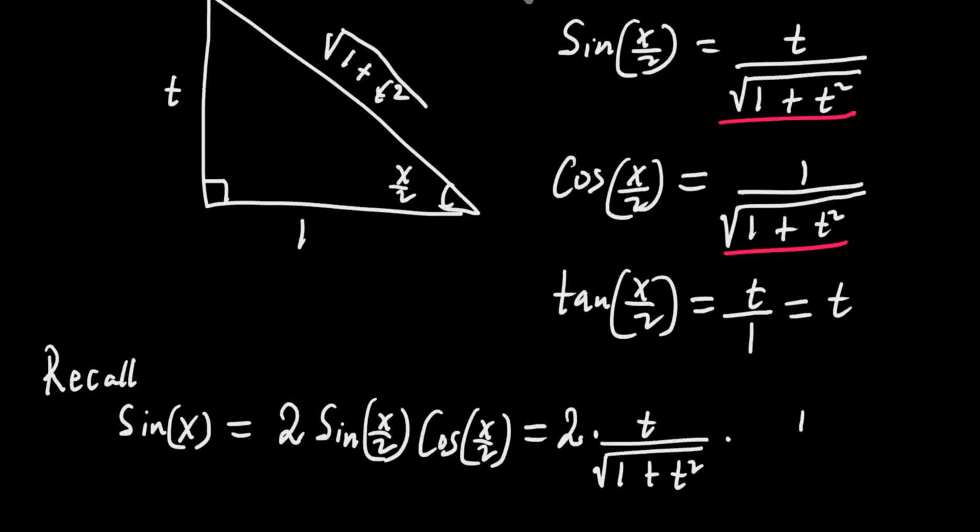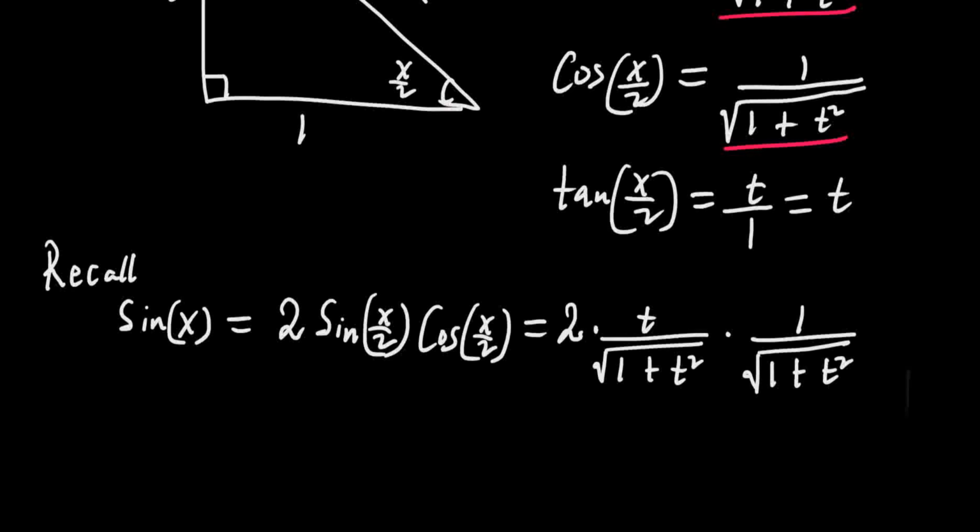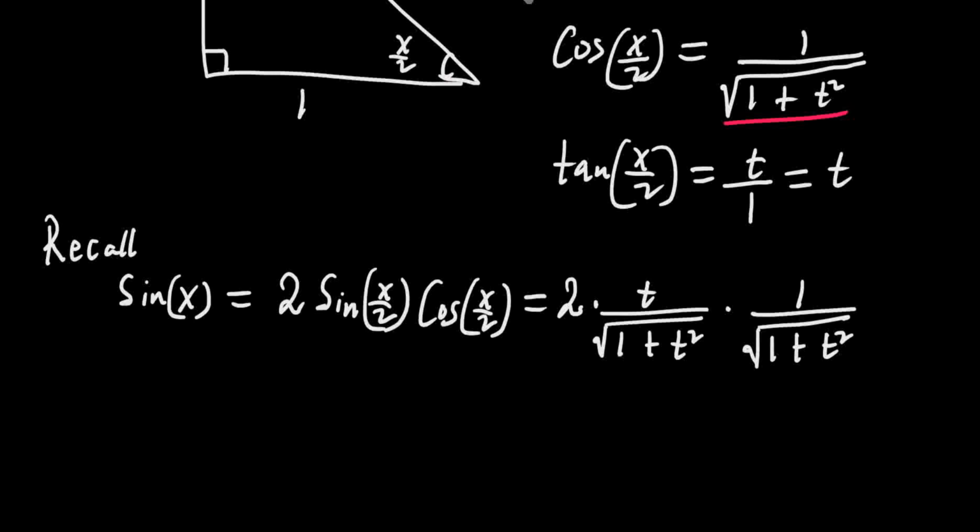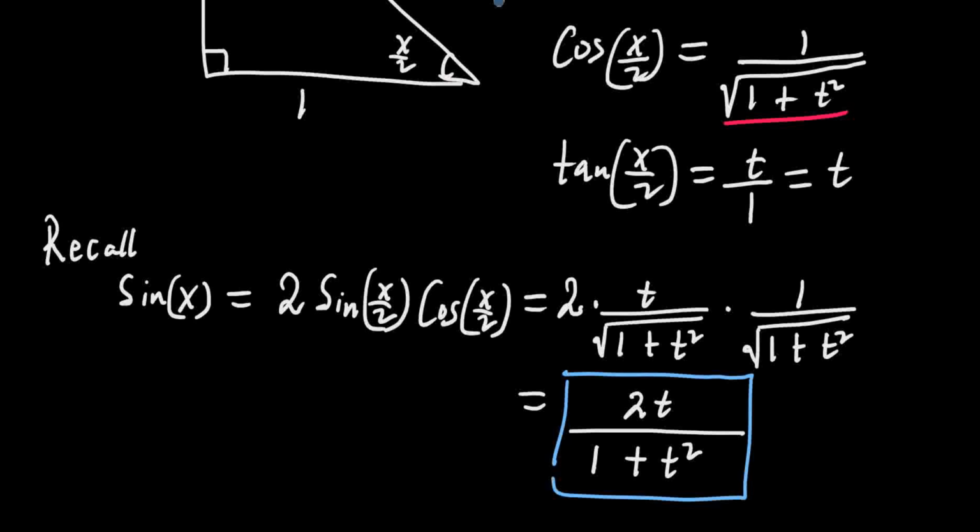So this will become 1 over root 1 plus t squared. Now, if you multiply 2 times t, that is 2t. 2t times 1 is also 2t. And root 1 plus t squared times root 1 plus t squared automatically will give us 1 plus t squared. So this is the answer for sine x.